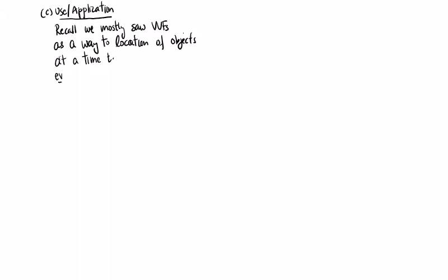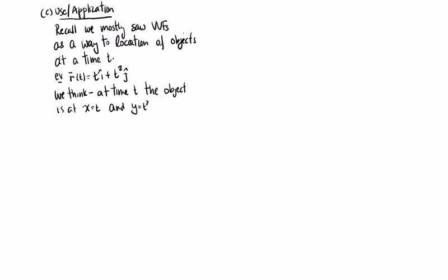So for example, if we had something like r of t equal to t i plus t squared j, then we think, at time t, the object is at x equals t, that's the i component, and y equals t squared. So you can plug in various times, find specific locations, you can plot a path that the object takes and so on. But this is what we think about when we think of a vector valued function. So using this sort of understanding, what does the derivative get us?